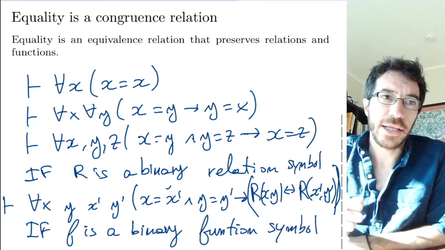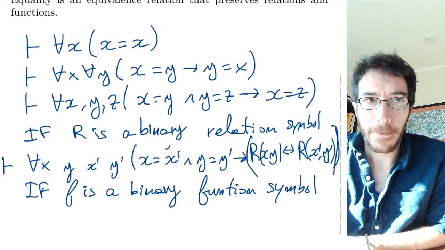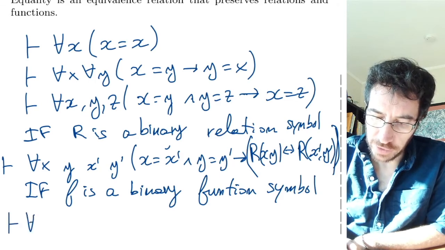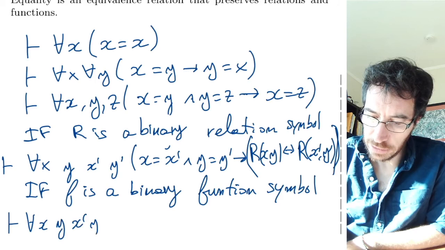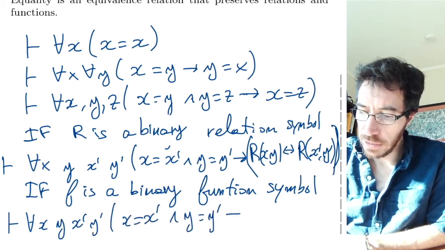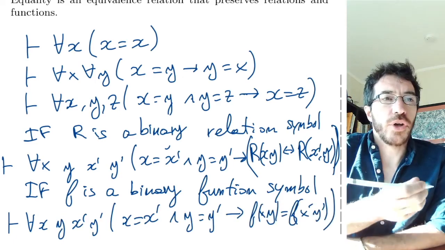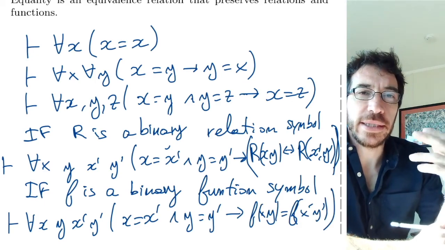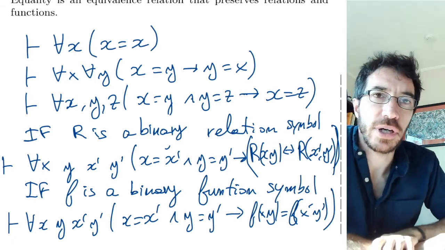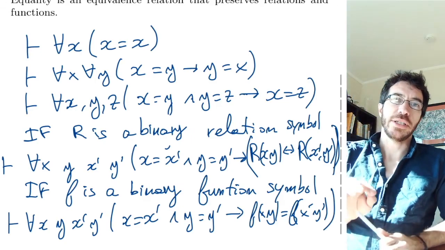The last thing you need to get a congruence is that if f is a binary function symbol, and again, that doesn't need to be binary, it can be n-ary, and I'm just using binary to simplify the notation, you can prove out of nothing that for every x, y, x prime, y prime, if x equals x prime and y equals y prime, then f of x, y equals f of x prime, y prime. So you can also prove this, and these are the properties of equality that tell you that it's a congruence relation. It's an equivalence relation, and it preserves the functions and the relations. Each of these requires a little proof, but they are not hard. You should try them out. Okay, see you next time.